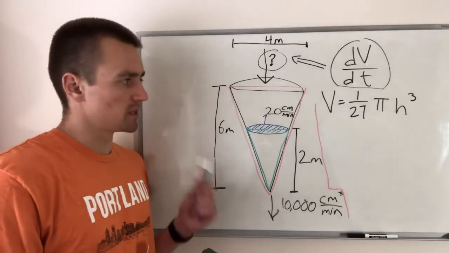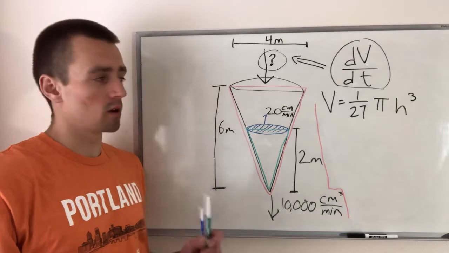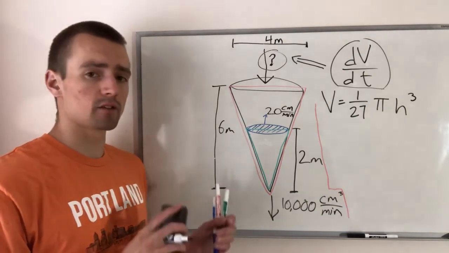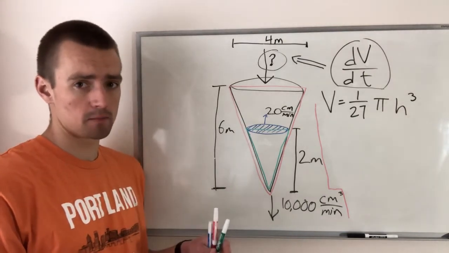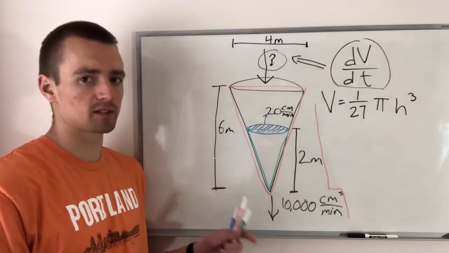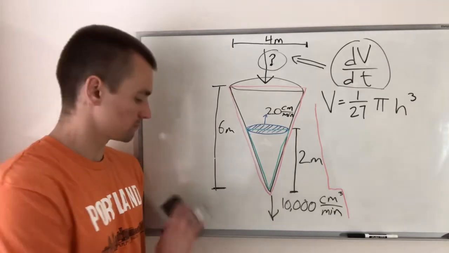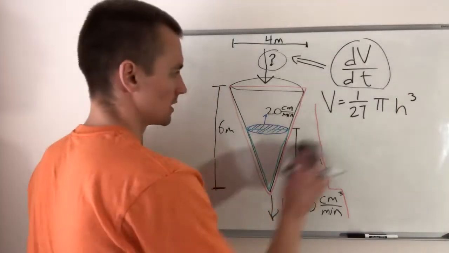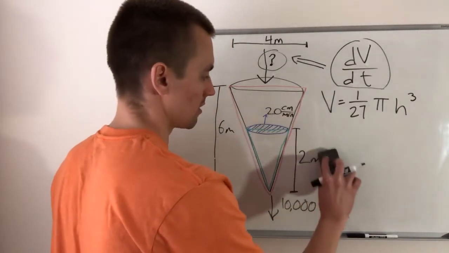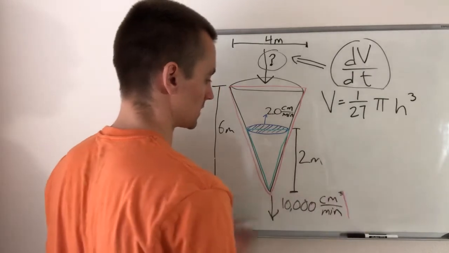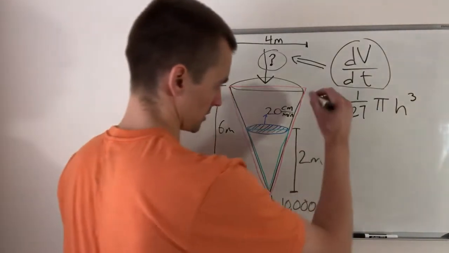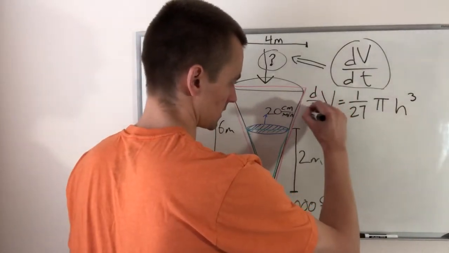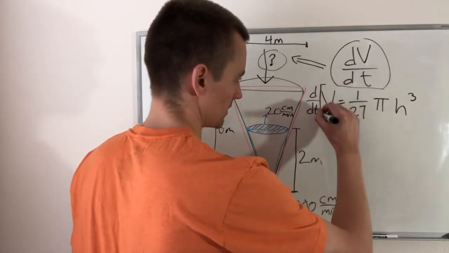So now our third step is implicit differentiation. All that is going to be taking the derivative with respect to time of the equation that we just found in the second step. So this is our equation that we found. All we have to do now is take the derivative of this equation with respect to time. So we're just going to do the derivative with respect to time of this whole thing.